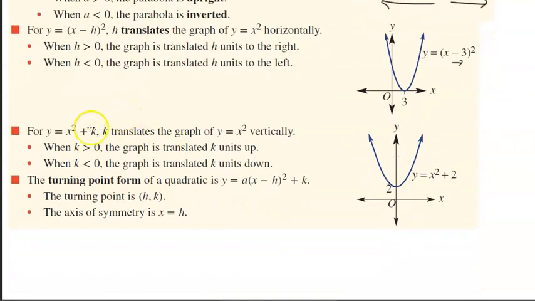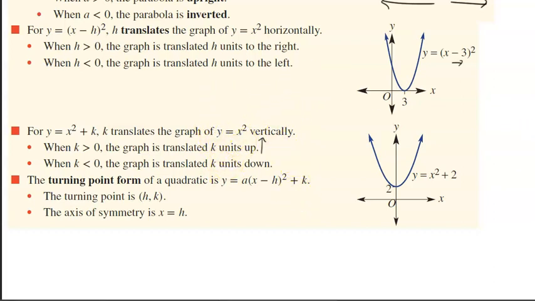When you have a k, or a constant that's added or subtracted after the bracket, it's not associated with the x squared, this changes the y equals x squared graph vertically. So again, it gets shifted up or down. When k is greater than 0, it will go up, and when k is less than 0, it will go down, depending on what that k is. So it will be translated k units.